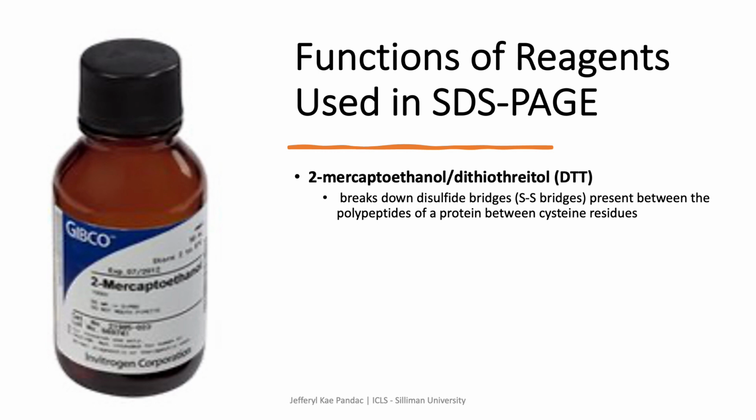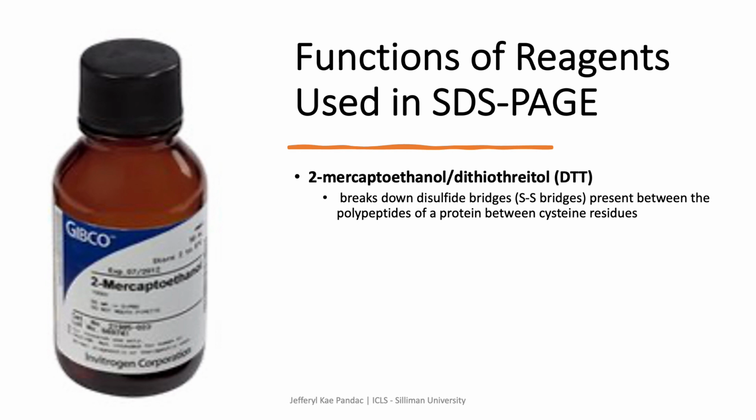In performing SDS-PAGE, effective protein separation is contributed by a number of reagents. So the first reagent that I will discuss is 2-mercaptoethanol, or dithiothreitol, or DTT. It is mixed in the sample to reduce or break down the disulfide bridges present between the polypeptides of a protein, between cysteine residues. The disulfide bridges are responsible for the secondary structure of the proteins.